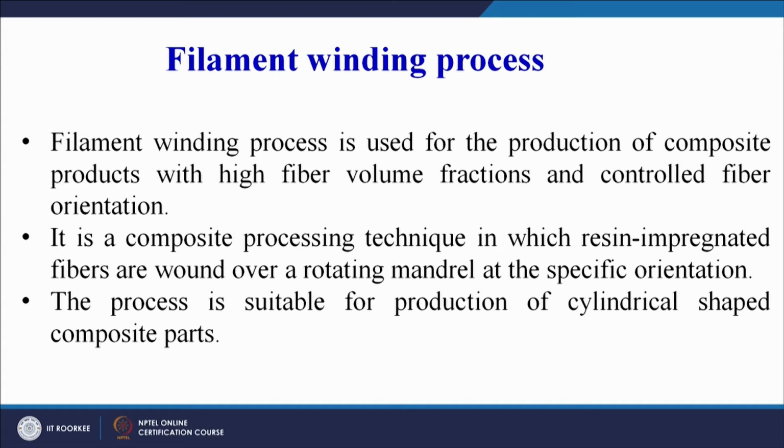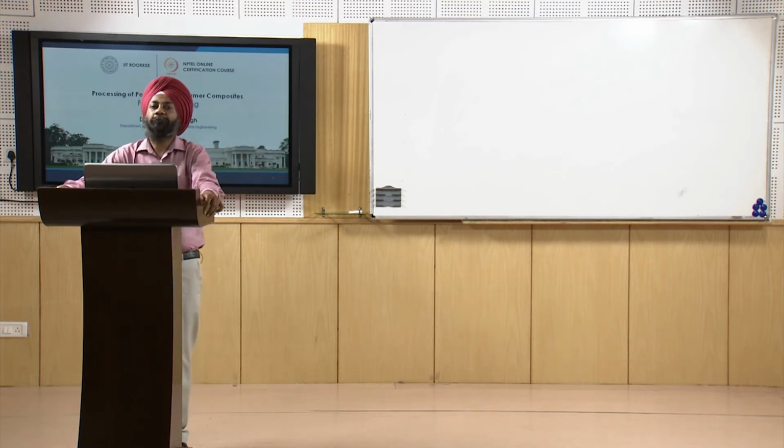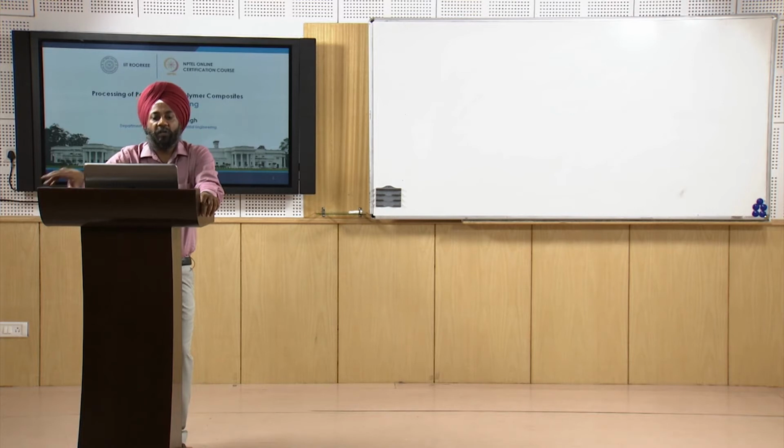So this one sentence completely summarizes the whole process, because here we are seeing resin impregnated fibers, which means the fibers are already impregnated with the resin during the process. Then there is a rotating mandrel, and these resin impregnated fibers are getting wound over the rotating mandrel. So other parameters can be controlled, but this is the basic working of the process.